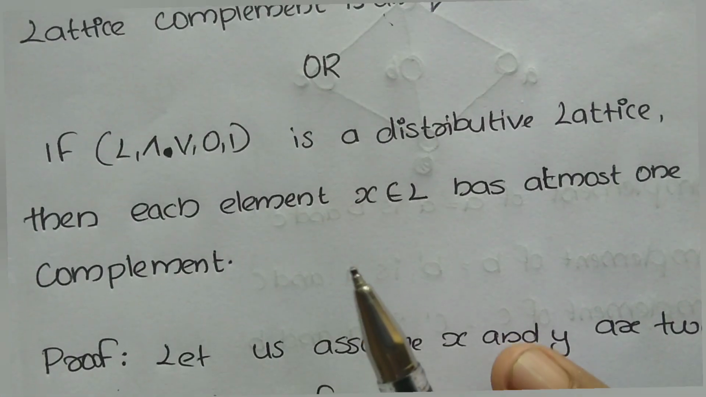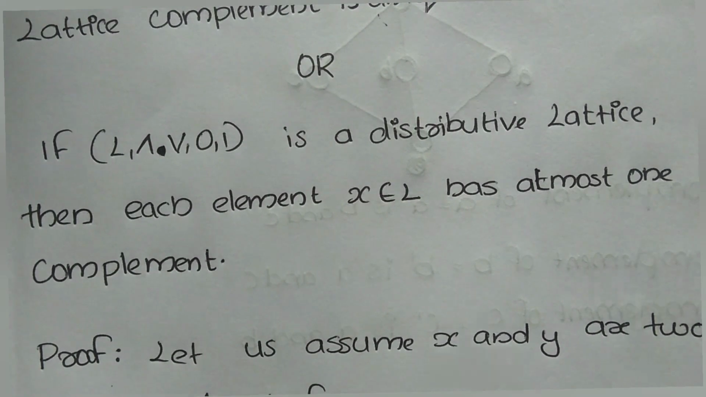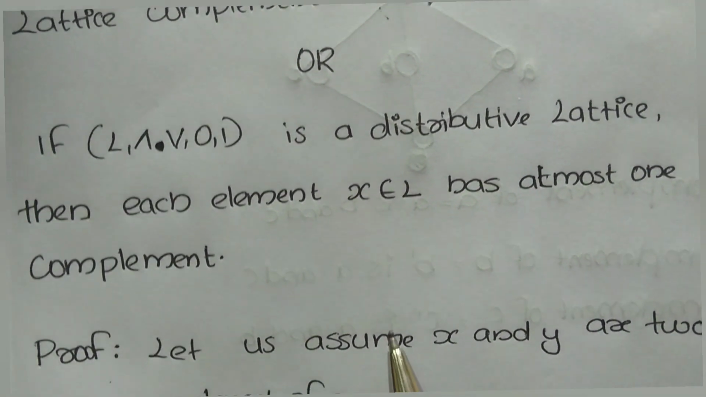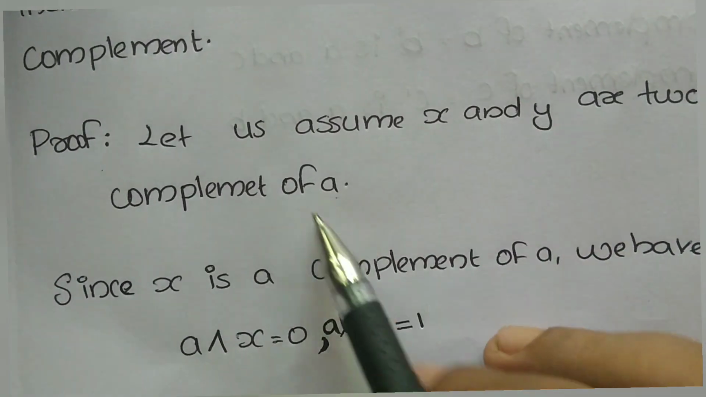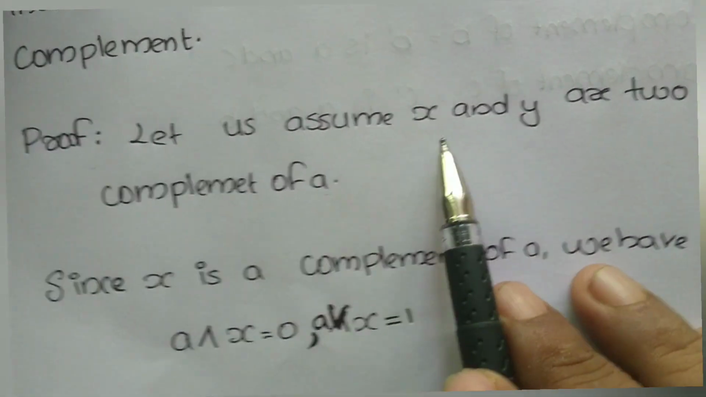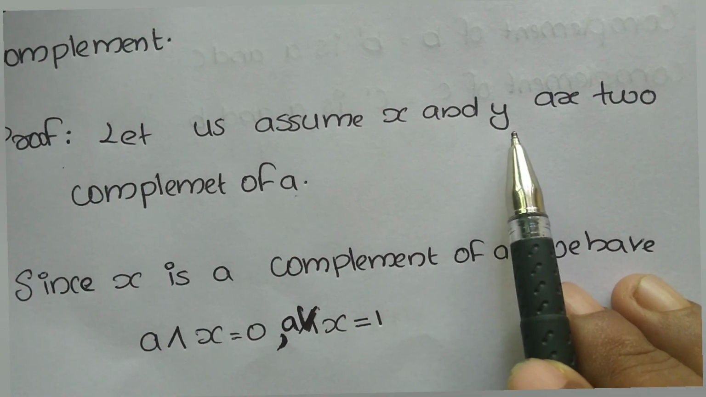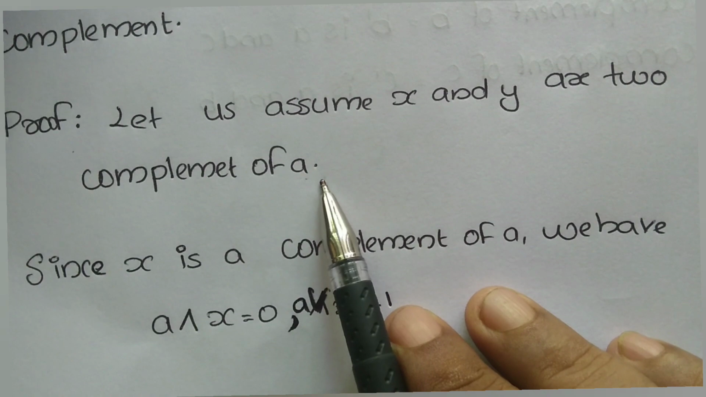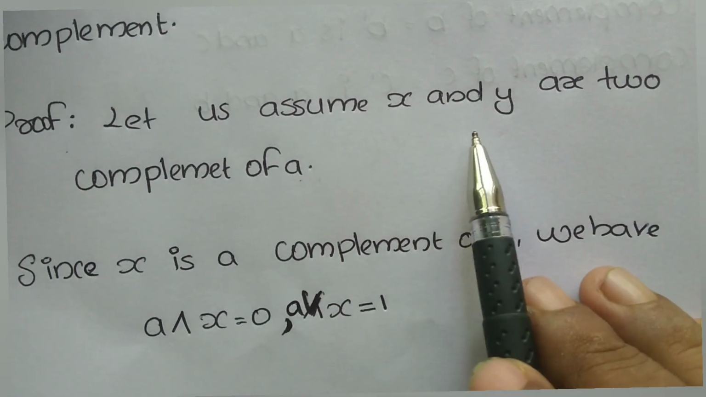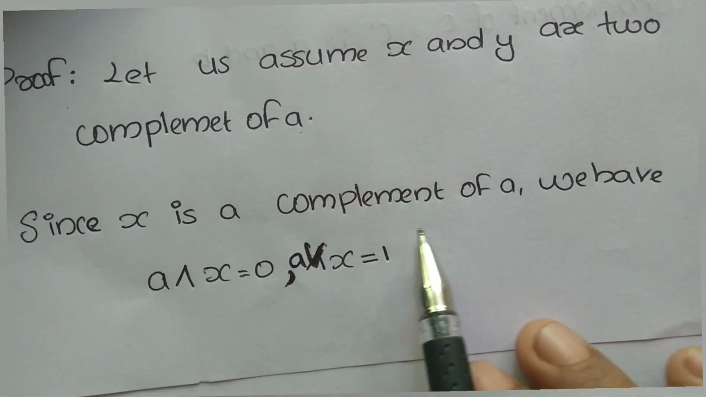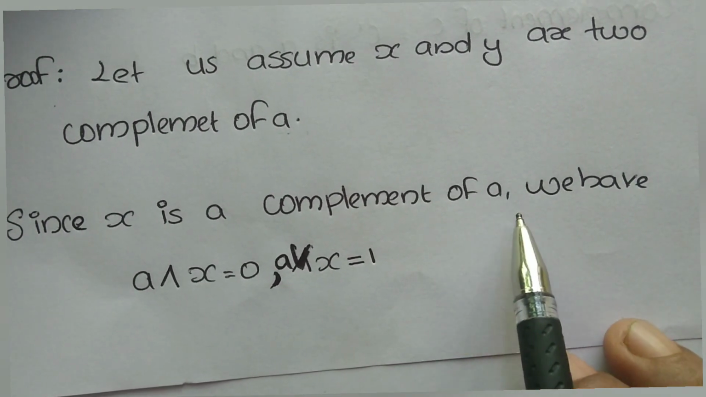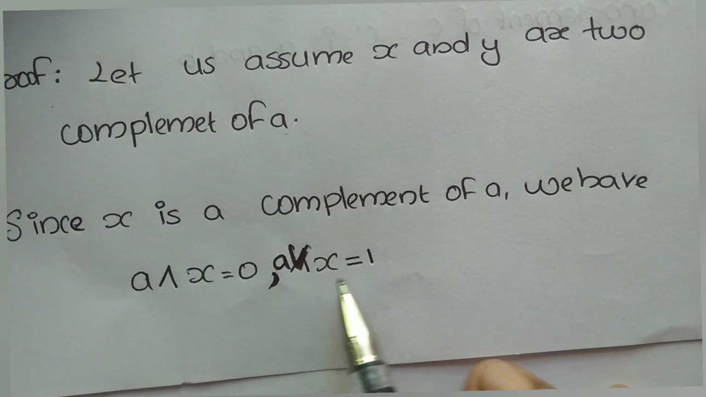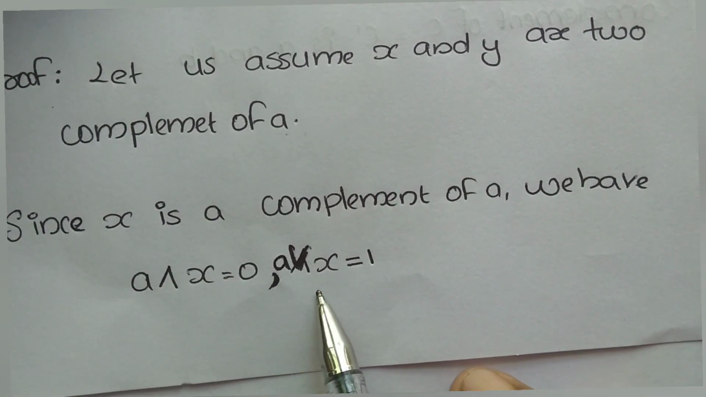So in this proof, we assume two complements for a single element A. That is taken as X and Y. Let X and Y be two complements of a single element A. Finally, we prove X is equal to Y. Since X is a complement of A, we can apply the definition, that is A and X is equal to 0, A or X is equal to 1. This is the definition of complement.